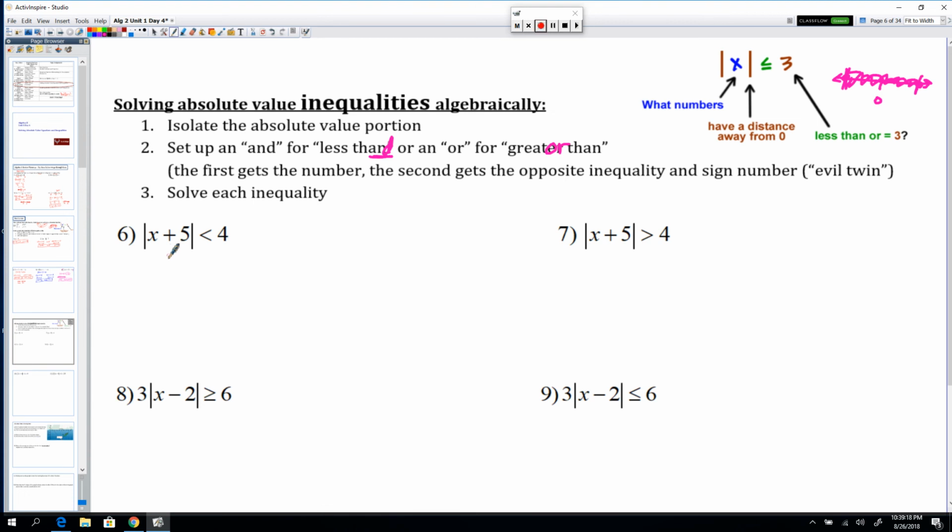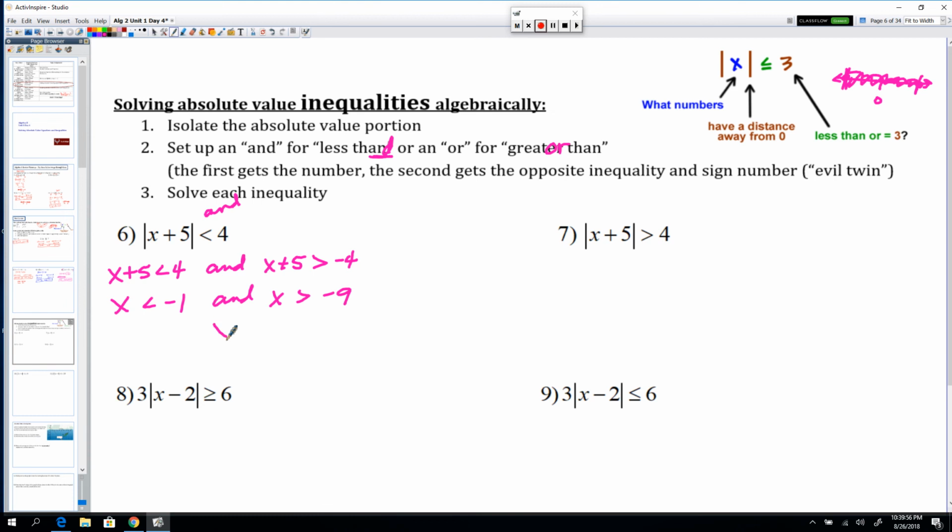The next question is, once this is isolated, are we talking about a less than and or a greater than or? We're talking about a less than and. So our setup for these two parts of the equation, when we break this out of absolute value jail, is x plus 5 is less than 4, the regular old 4, and x plus 5 is greater than negative 4. Solve each side. X is less than negative 1, and x is greater than negative 9.